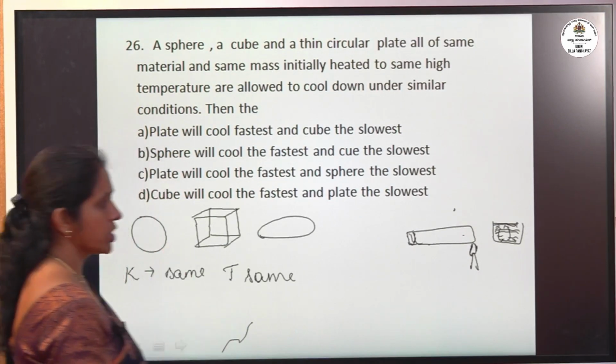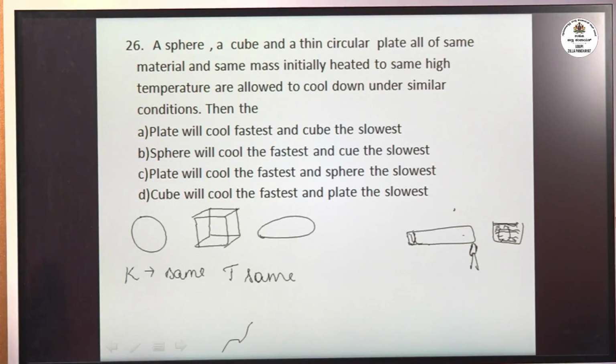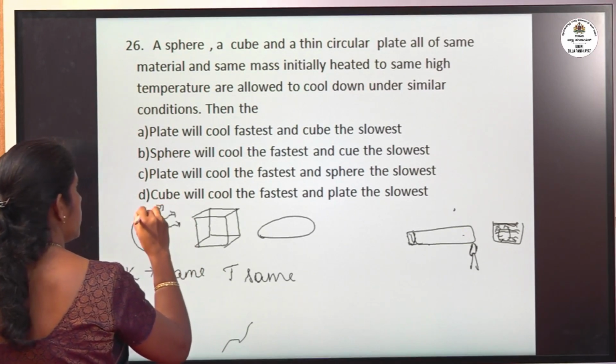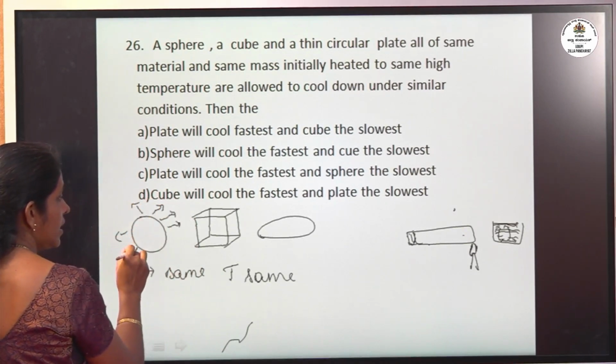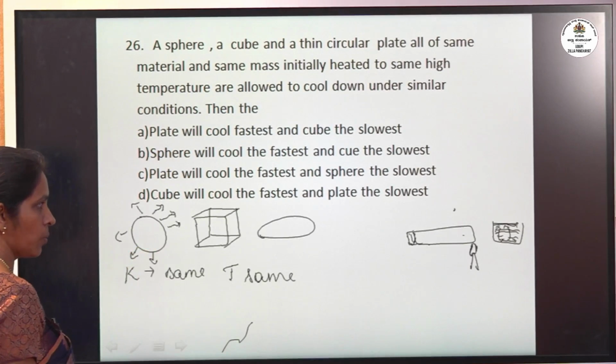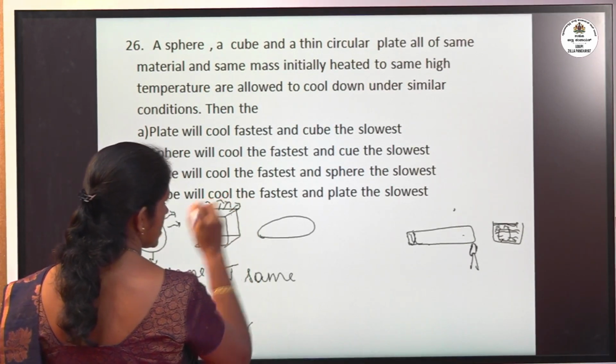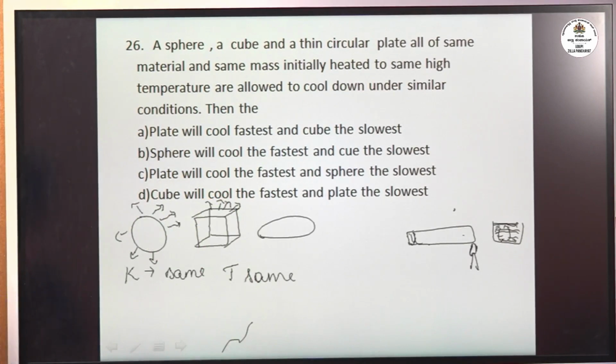And thermal radiation is the third mode of transfer of heat. It takes place in vacuum also. Here, convection and conduction have no chance of occurring, so heat transfer occurs through radiation.